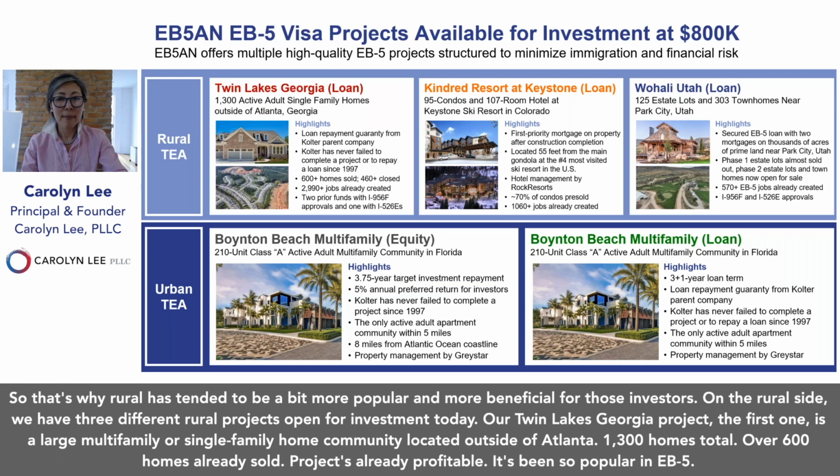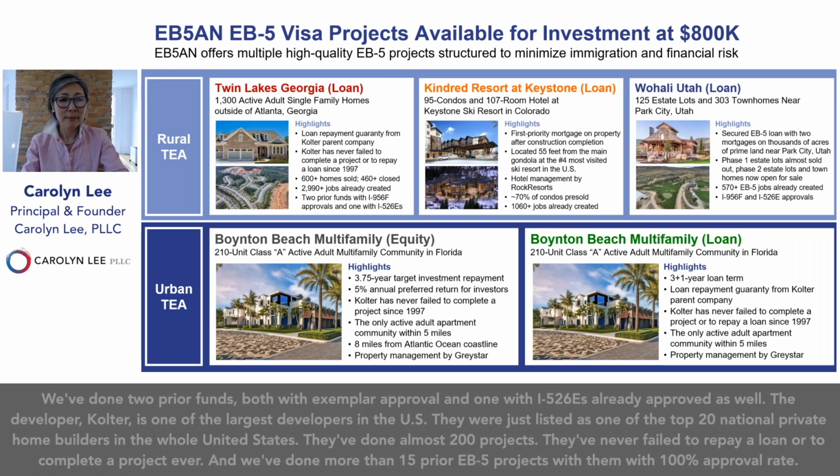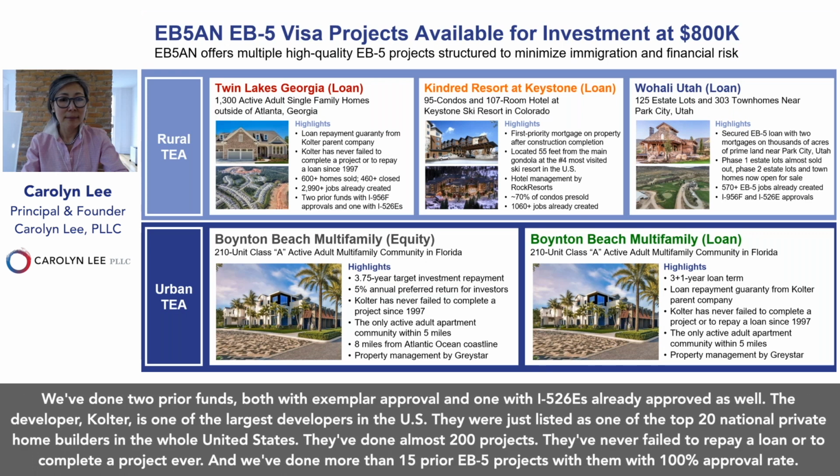Our Twin Lakes, Georgia project, the first one, it's a large multi-family or single-family home community located outside of Atlanta, 1,300 homes total. Over 600 homes already sold. The project's already profitable. It's been so popular in EB-5, we've done 2 prior funds, both with exemplar approval, and one with I-526 is already approved as well.